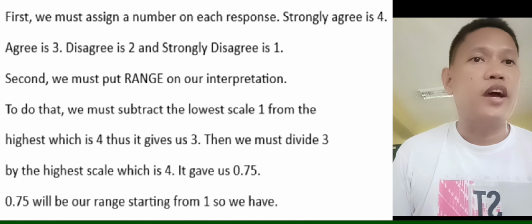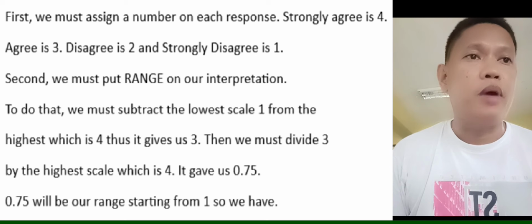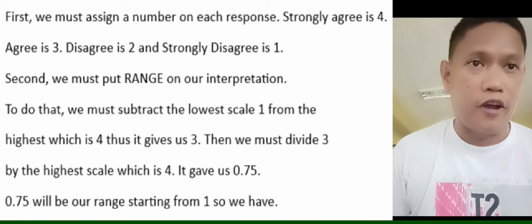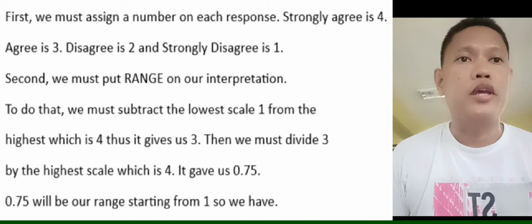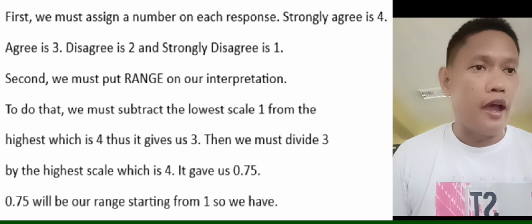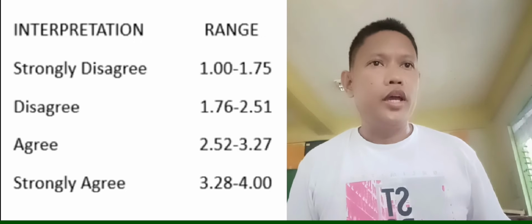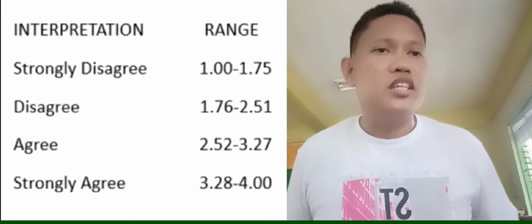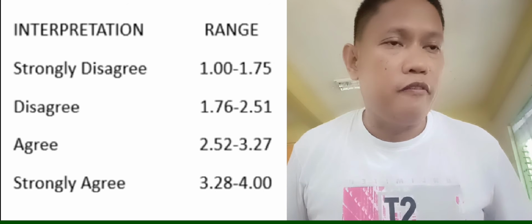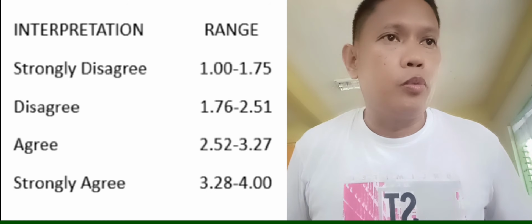Then we must divide 3 by the highest scale, which is 4. It gave us 0.75. Okay, so 0.75 will be our range starting from 1. So we have the following. Okay, so with 0.75 as the range, per interpretation we start at 1.